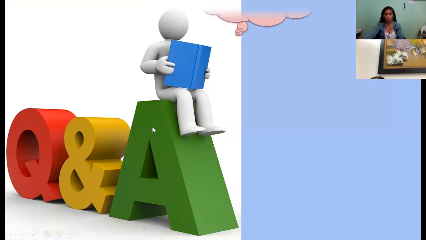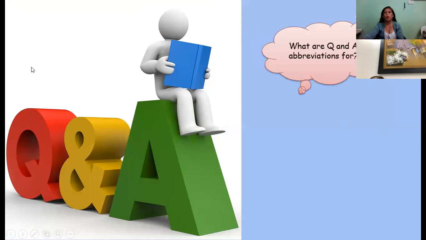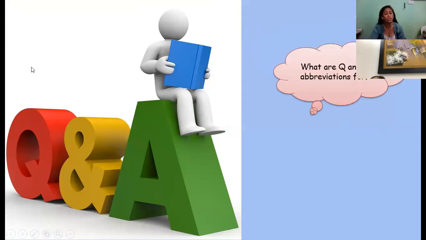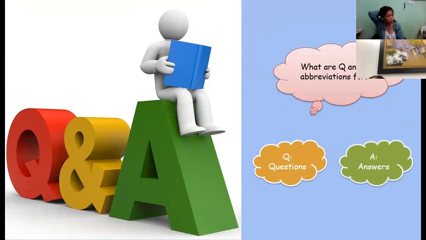So we have here, what are Q and A abbreviations for? Abbreviation means stands for. What do you mean by the letter Q and what do you mean by the letter A? Q is for questions, A is for answers. So if I say, Uyan, let us have Q and A, you will have to tell me, teacher, let us have question and answer.